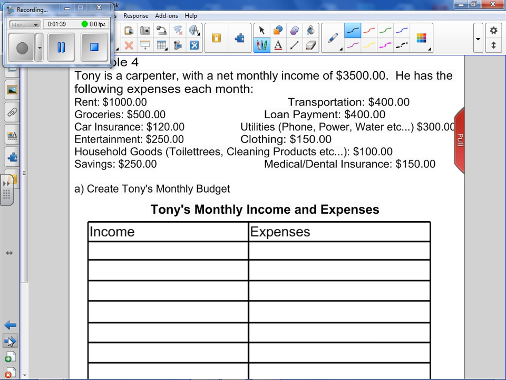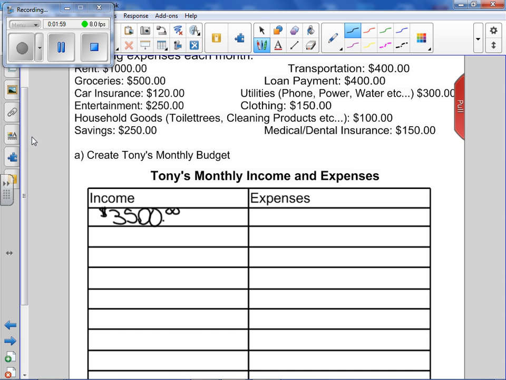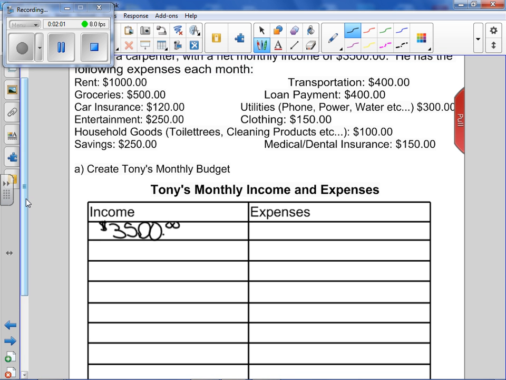So Tony's a carpenter. He has a net monthly income of $3,500, so I'm going to put this in my budget right away. He has all of the following expenses, and I'm going to put every single expense into my budget. I'm just going to read down and hope I don't miss anything. We have rent, which is $1,000. Groceries, which are $500.